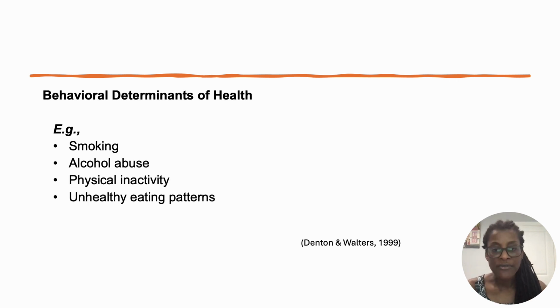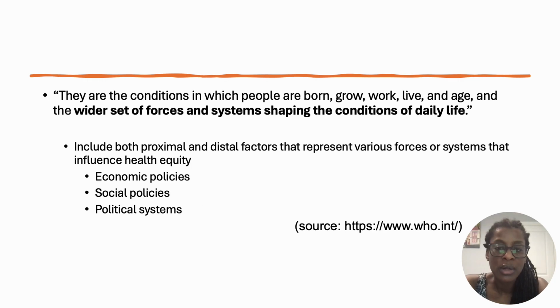So, behavioral determinants of health. We've looked at social determinants of health, but behavioral determinants of health are examples of unhealthy behaviors which serve to increase risk for developing many chronic conditions, including certain cancers and cardiovascular disorders. Behavioral determinants of health are influenced by the social and physical environment in which people live. They are associated with, or outcomes of, social determinants of health.